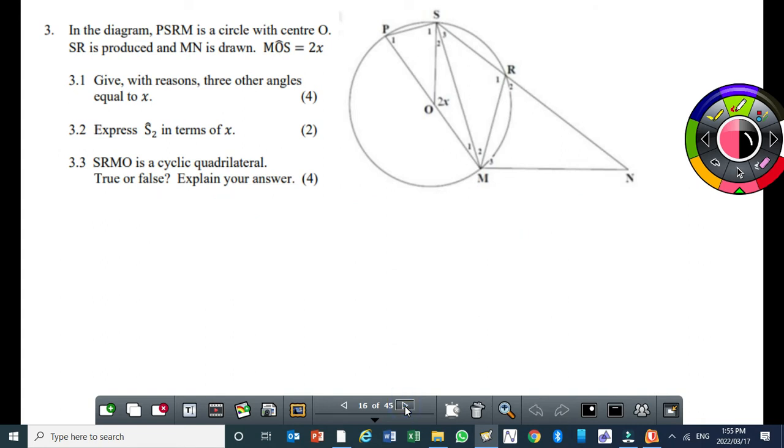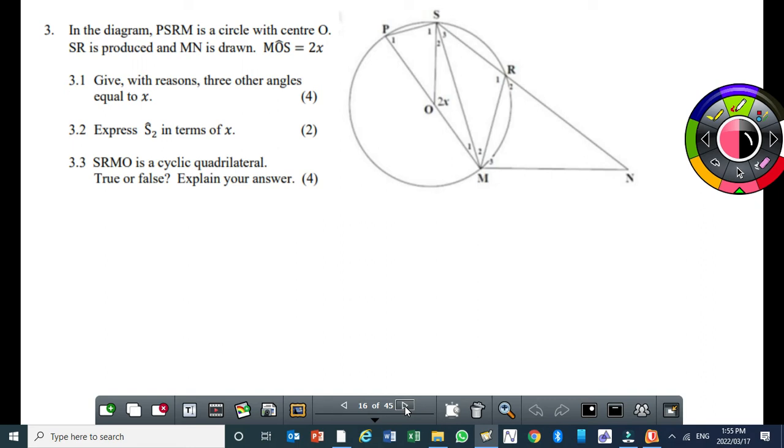Right? Then 3.3: SRMO is a cyclic quadrilateral. Is that true or false? So you need to prove whether SRMO is a cyclic quad or not. In this case, I won't rush to say it's true or false. I have to go back to my basics of proving that a quadrilateral is cyclic.